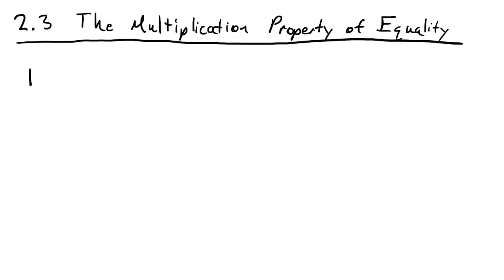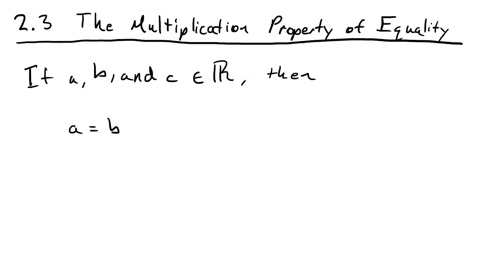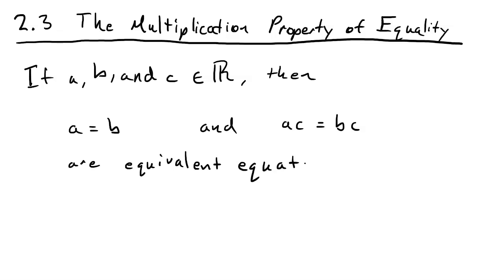It states that if A, B, and C are members of the reals, then A equals B and AC equals BC are equivalent equations. Now, there is one disclaimer about this definition. Let me finish writing this first, equations.